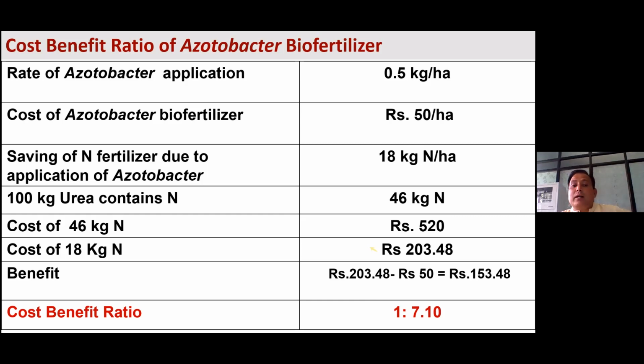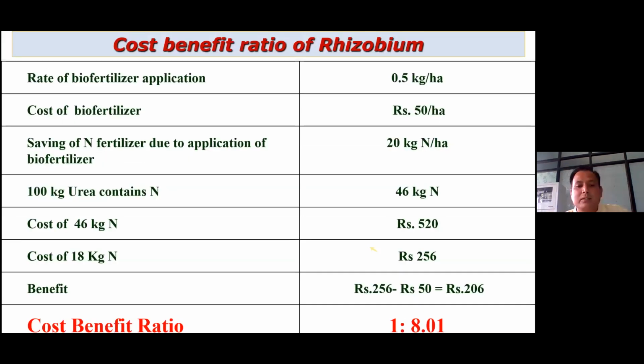Now you see, 100 kilogram urea contains only 46 kilogram nitrogen. If we take the cost of 46 kilogram nitrogen, it will come around 520 Indian rupees, and for 18 kilogram nitrogen, it will come around 203 rupees. So we are saving 203 rupees, and we are investing just 50 rupees. So the cost benefit ratio is around 1 to 7.1. Likewise for others, we have calculated this cost benefit ratio, and these are given here.